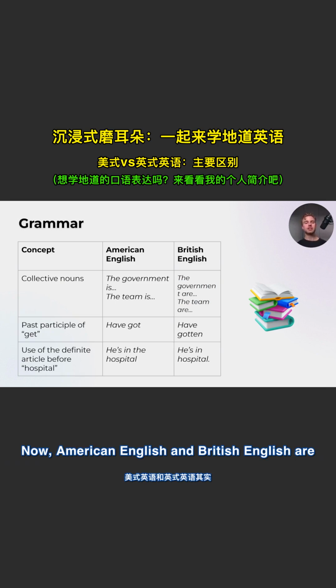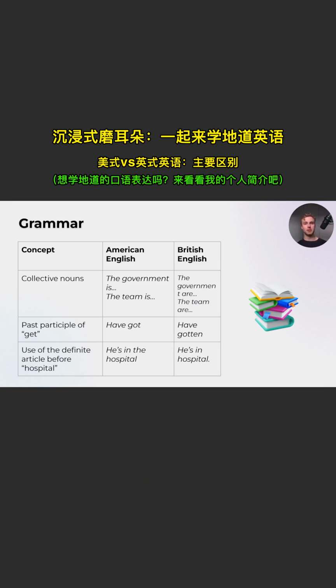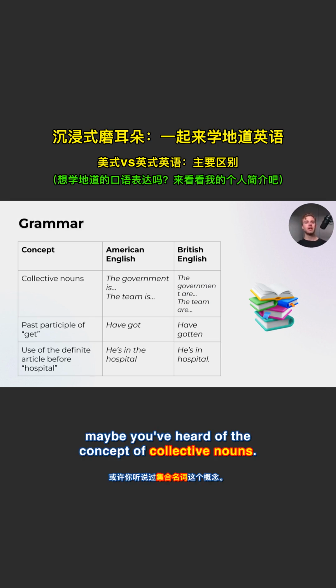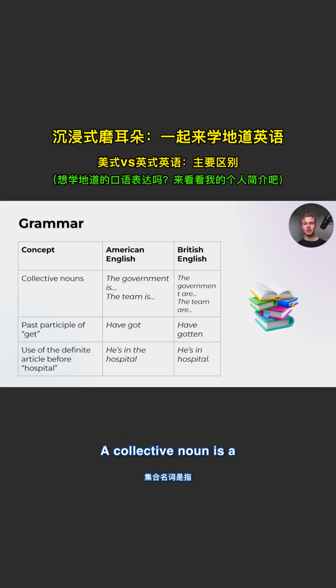Now, American English and British English are very similar when it comes to grammar. They're both standard English, but there are a couple differences, and I want to talk to you about that today. Now, maybe you've heard of the concept of collective nouns. A collective noun is a noun which contains many different people. For example, government or team. The government is comprised of many different people. The team is comprised of many different people.